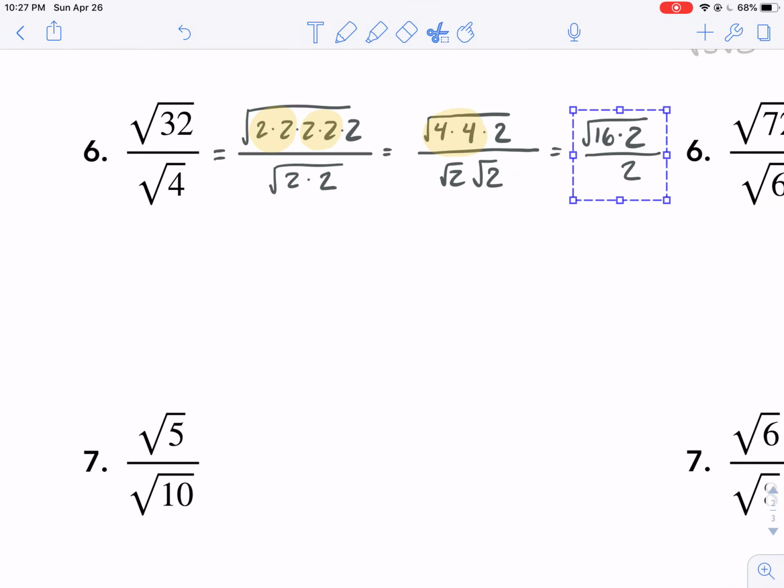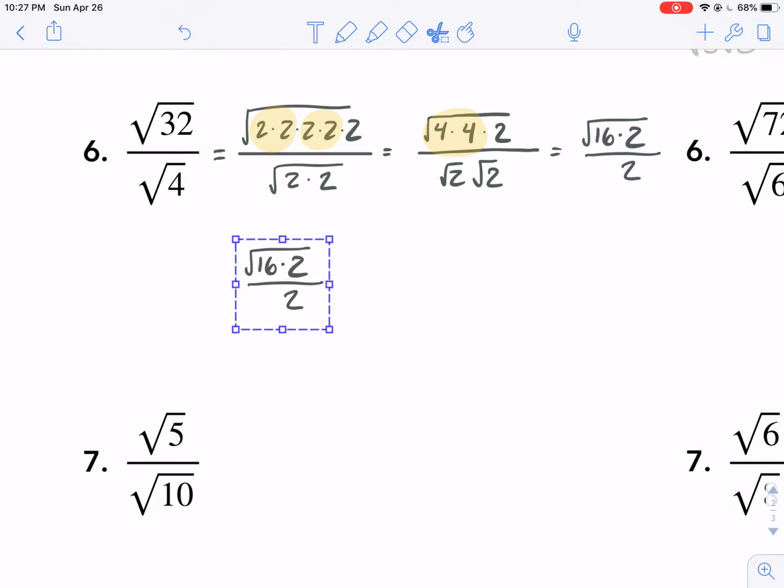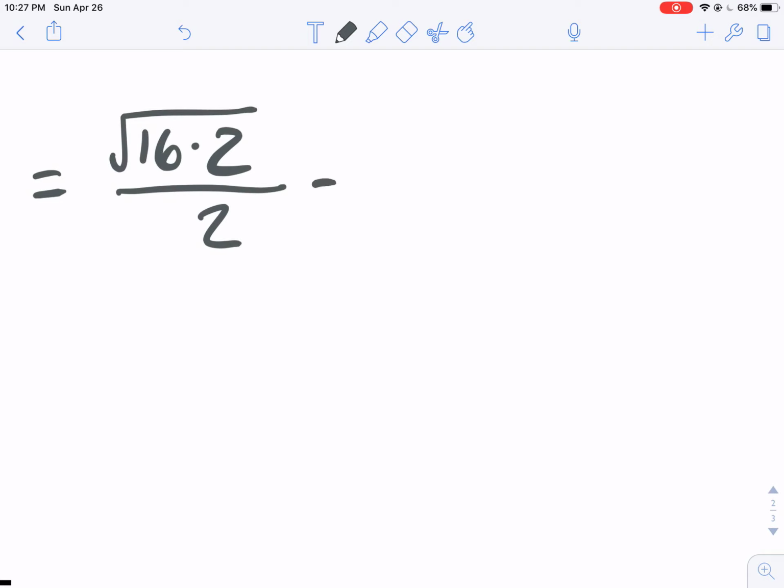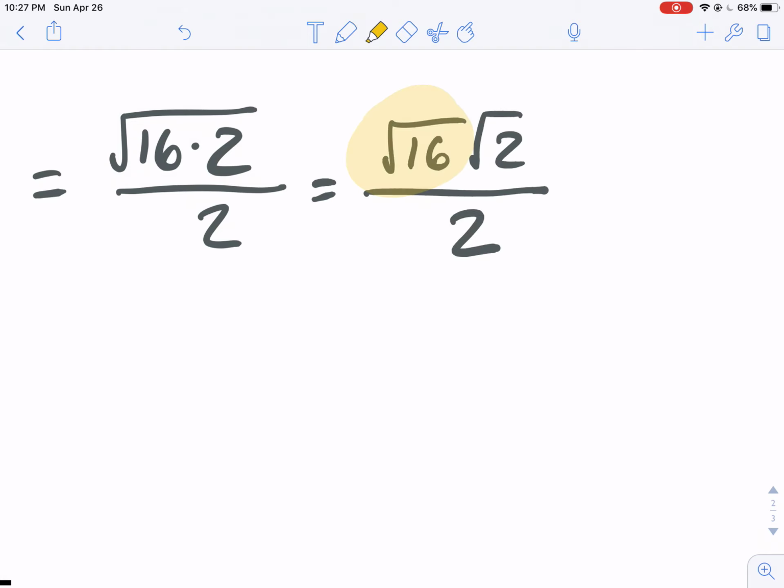Okay, so here, let's bring this guy down. So we have the square root of 16 times 2 all over 2. We're almost there. We can break this up as the square root of 16 times the square root of 2 all over 2. Guys, what is the square root of 16? 4. Good job.